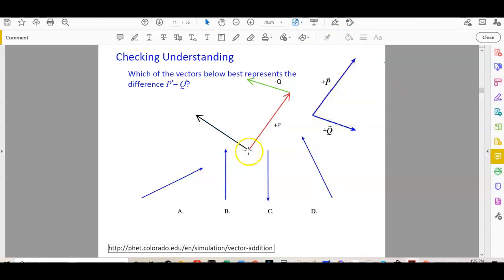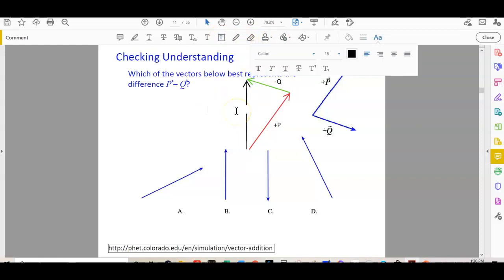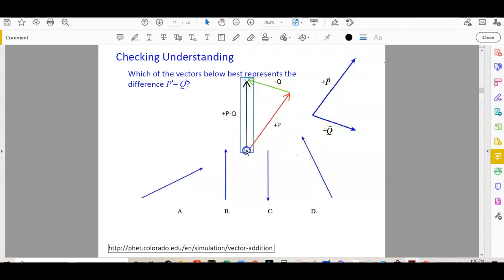Okay, so I started right here, I ended right here. So I'm going to take this, stretch it all the way to the tip, and then I'm going to align it a little bit better. So now what I have is positive p minus q, and that is going to be the resultant vector of p minus q, of the resultant of positive p and negative q. Okay?